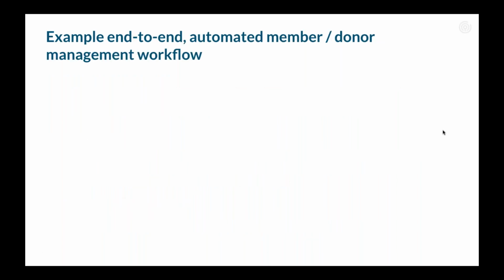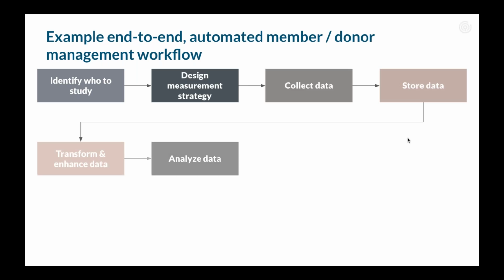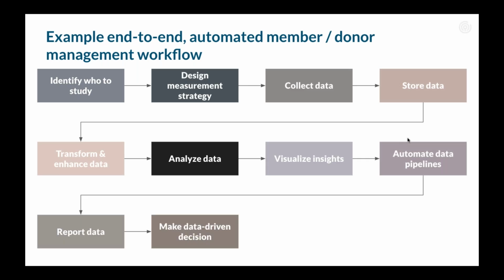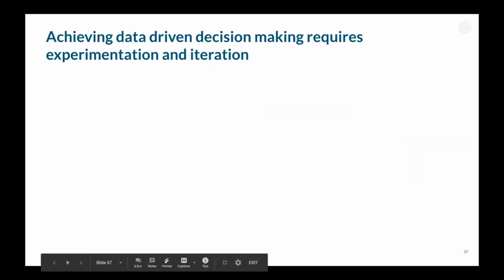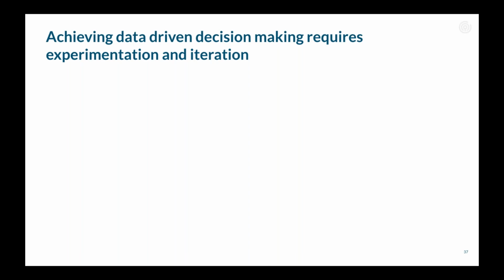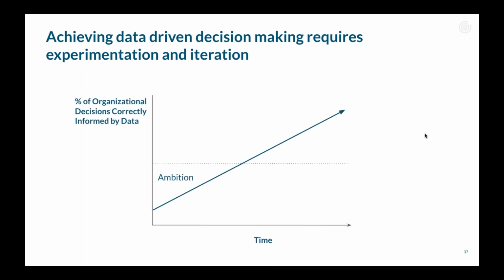Ultimately, an example end-to-end automated donor member management workflow might look something like this, where you're building two automated pipelines to identify and engage donors. But please don't be disheartened if this seems a long way away. Why? Because achieving data-driven decision-making requires experimentation and iteration. Over time, you may have a goal for more and more decisions to be informed by data. And that might look something like this.